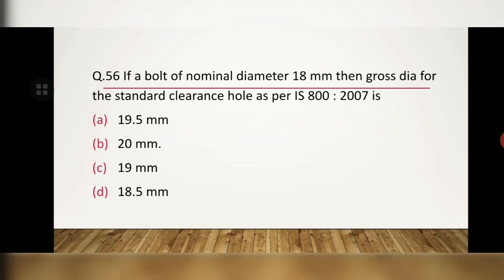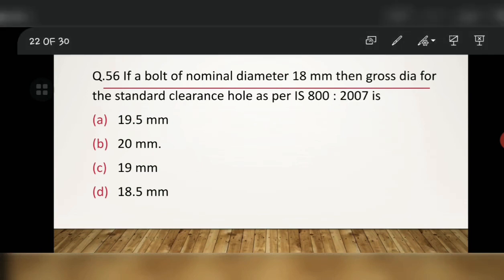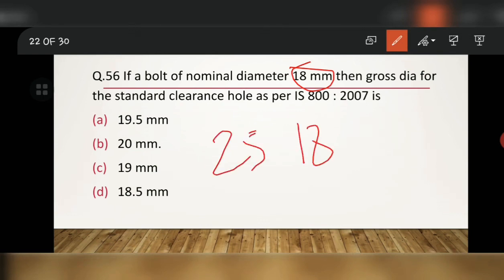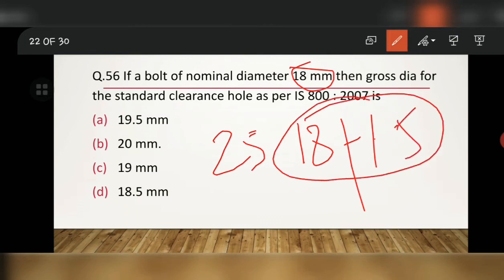Question number 56. If a bolt of nominal diameter 18 mm, then gross diameter for standard clearance hole as per IS 800/2007. Friends, given that diameter of bolt 18 mm, we know that up to 25 mm bolt diameter plus 1.5 is equal to hole diameter. That means 19.5 is our correct answer.